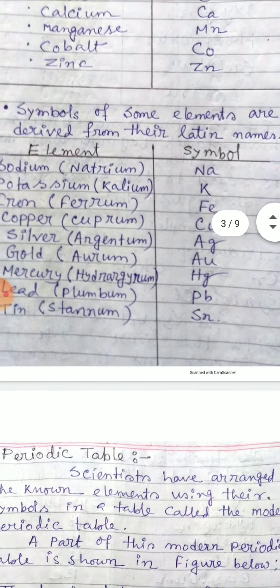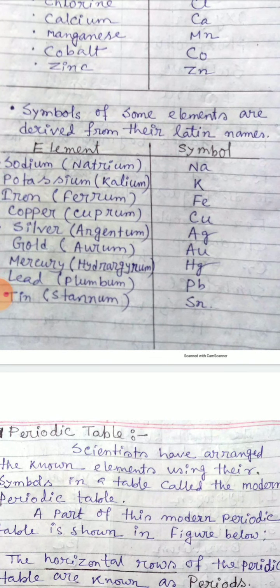Now, in some cases, symbols of some elements are derived from their Latin names. For example, the sodium symbol is Na, which is taken from the Latin name of sodium, natrium. Potassium's Latin name is kalium, so the symbol is K. Iron's Latin name is ferrum, the iron symbol is Fe. Copper's Latin name is cuprum, the symbol is Cu.